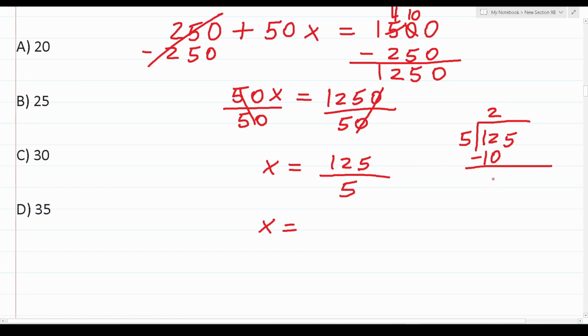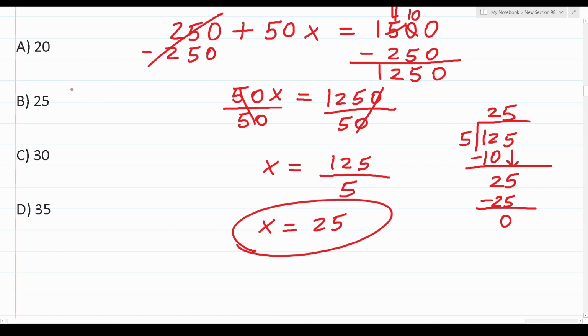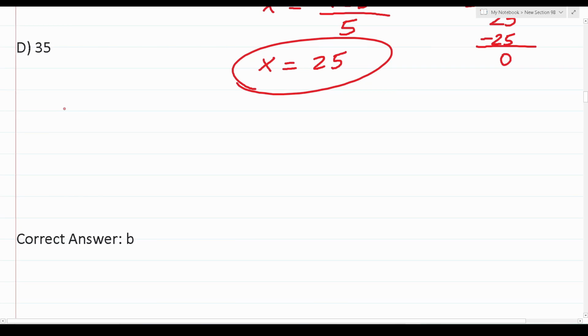12 minus 10 is 2, and then we drop down this 5. How many times does 5 go into 25 without going over? That's 5 times. 5 times 5 is 25 with no remainder. So x in this case is going to be 25. In other words, he has to make 25 sales to have a monthly salary of $1,500. So the answer to this one is B.